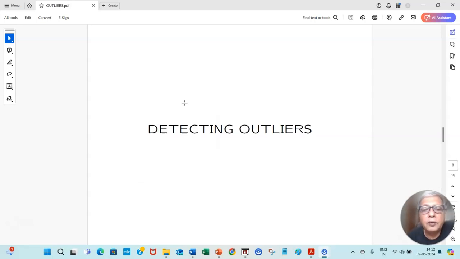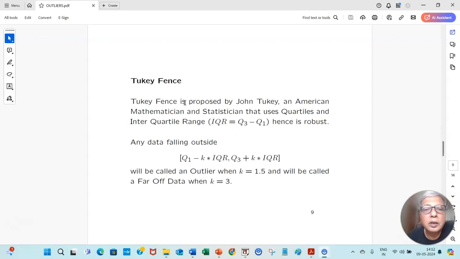So, some methods of detecting outliers. One that comes to mind is the Tukey fence. The Tukey fence was proposed by John Tukey, an American mathematician and statistician, and it uses quartiles and the interquartile range, IQR, which is the third quartile minus the first quartile, Q3 minus Q1. So the Tukey fence uses the quartiles and is robust.